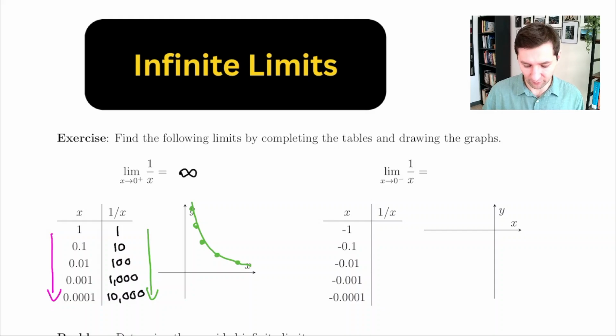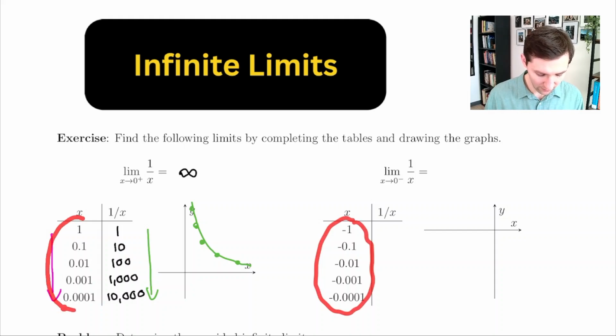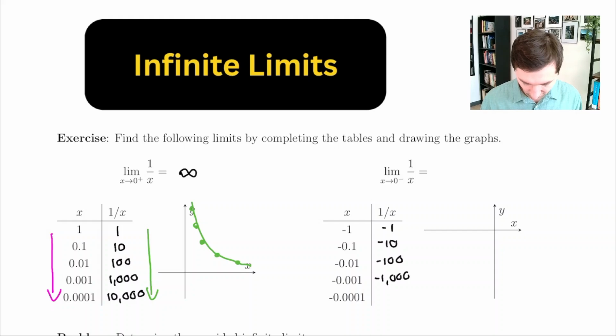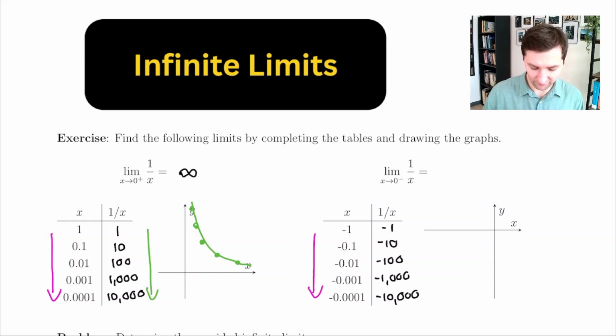Let's take a look at the table on the right. The inputs are the same as in the first table. Now they just have negative signs in front of them, which means the outputs will be the same, but negative. And I get -1, -10, -100, -1000, and -10,000. As the inputs get closer to 0 from the left, the outputs tend toward negative infinity. Plotting these points confirms it.